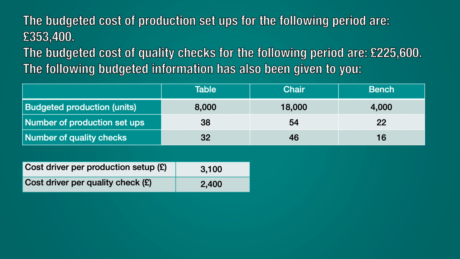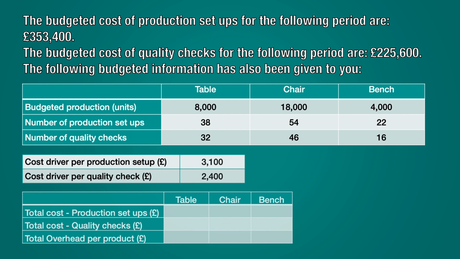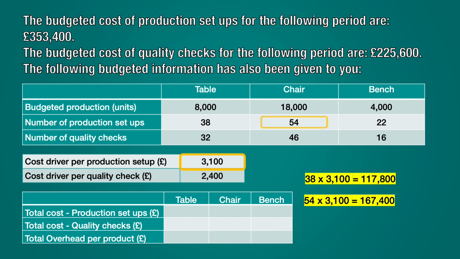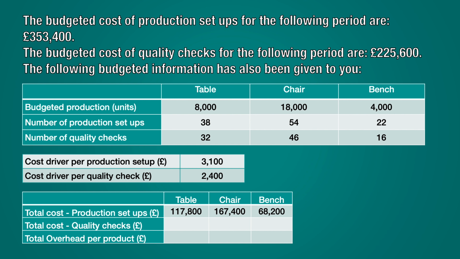Now that we have calculated our cost drivers, the next step is to calculate how much of the overhead should be charged to each of the products. So not per unit yet, just per product. Firstly then, the costs for production setups. To do this, we need to multiply the number of setups for each product by the cost driver per setup. This would be as follows. So table would be 38 times 3,100, chair would be 54 times 3,100, and bench would be 22 times 3,100. We can now enter these into the top line of our table.